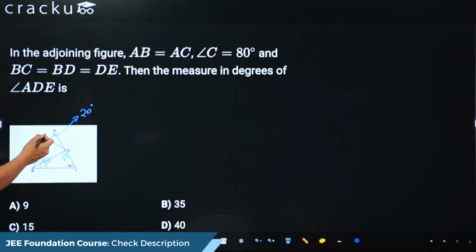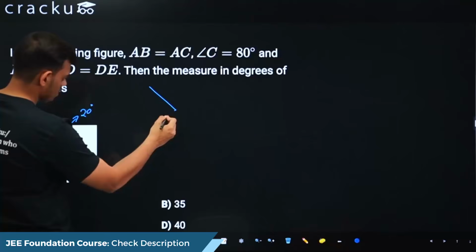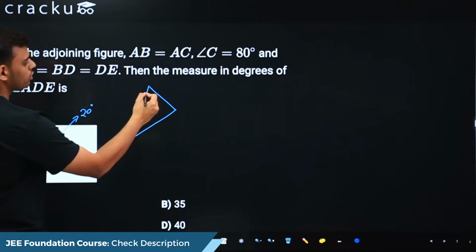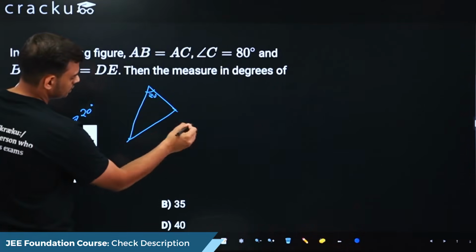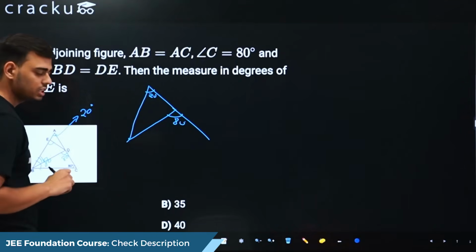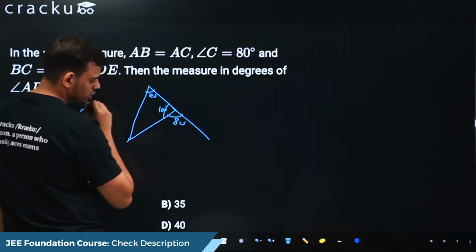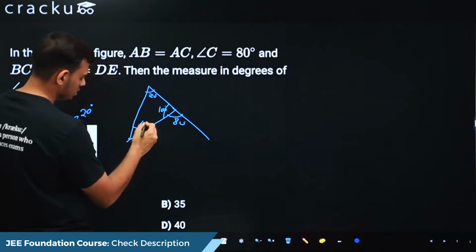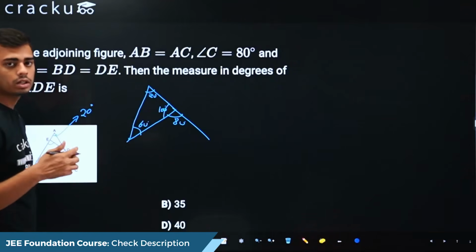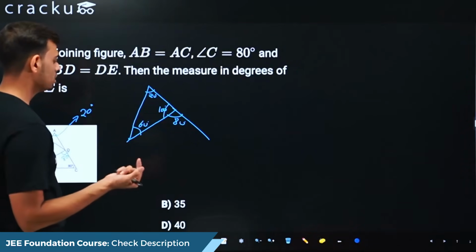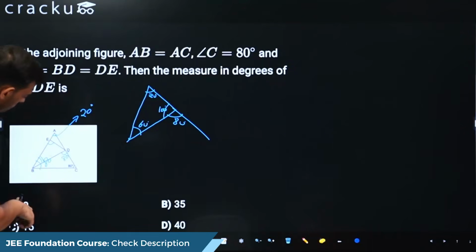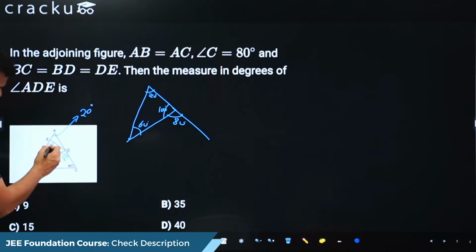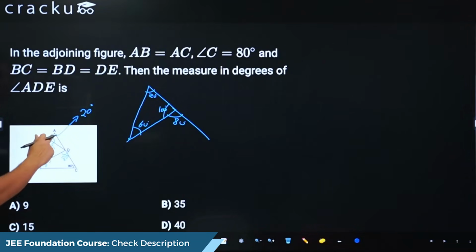Consider triangle ADB. We calculated this angle to be 20 degrees. This is 80 degrees, so this will be 100 degrees, because the sum of all angles on a straight line is 180 degrees. If this is 100 and this is 20, this comes out to be 60 degrees, because the sum of all interior angles of a triangle is 180 degrees. So this angle and this angle are equal, so this is 60 degrees. Since these 2 angles are on a straight line, this will be 120 degrees.